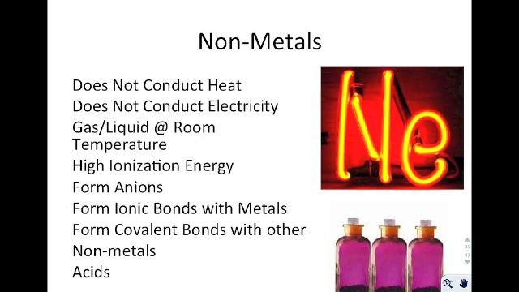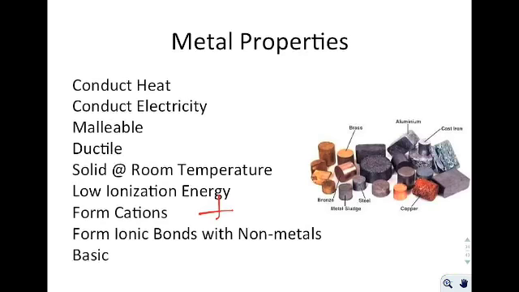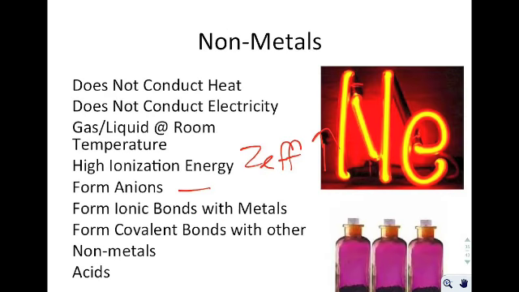On the other hand, you have nonmetals. They don't conduct heat. They don't conduct electricity. They tend to be gases at room temperature. Some of the bigger ones are liquids. They have high ionization energy. It's very difficult to remove one because their effective nuclear charge is much higher. They form anions, which are negative. They form ionic bonds with metals, and they form covalent bonds with each other. They tend to be acids. The metals themselves can form what are called metallic bonds with each other, which are very, very different than the covalent bonds that are formed with nonmetals.